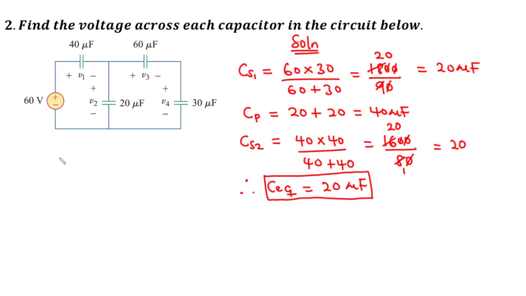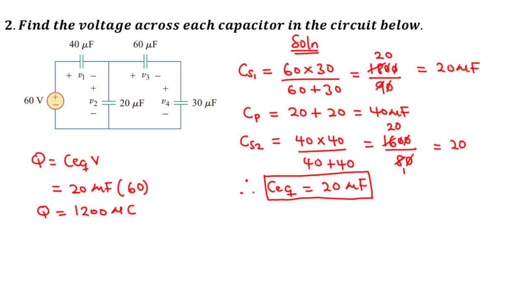So next, we want to find the total charge. The total charge Q is C equivalent times voltage. Now this is basically equal to 20 microfarads times the source voltage, which is 60, and basically we have 20 times 60, that is 1200. So 1200 microcoulombs. So this is the total charge in the circuit.